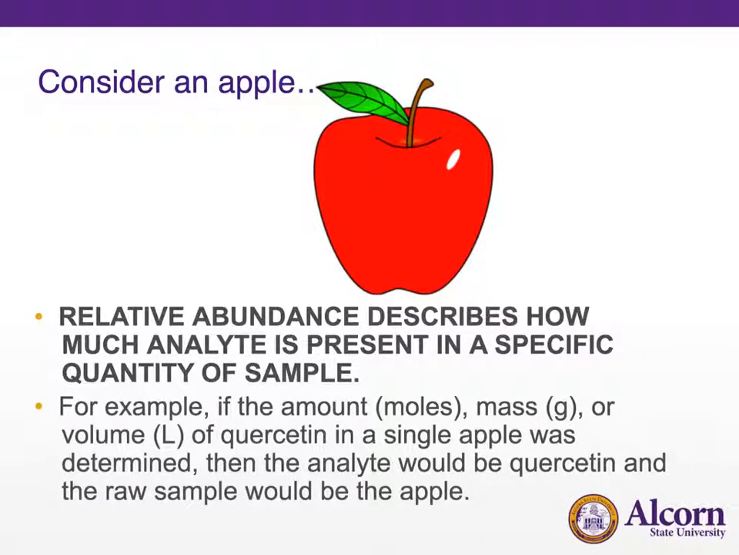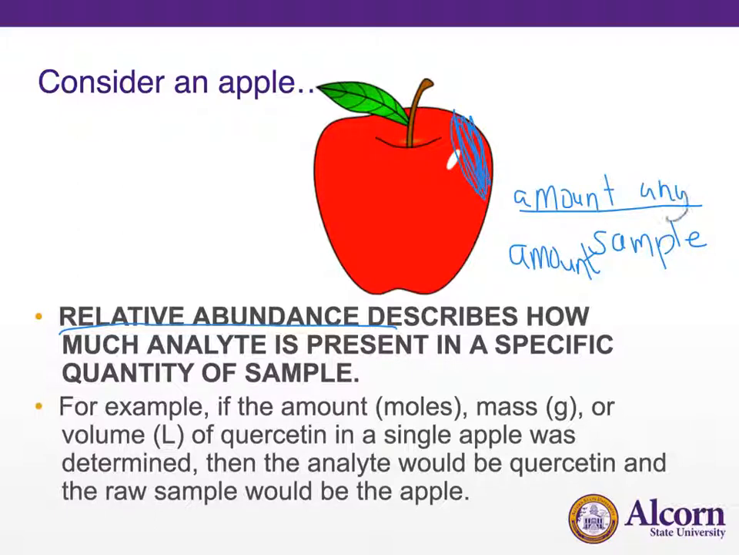Okay, so the relative abundance, which is the subject of this entire module, describes how much analyte is present in a specific quantity of sample, which is what I just said. So if we have this little chunk, the first thing we need to understand is how much of that chunk, what is the amount of sample? The amount of sample is just as important as the amount that we are trying to measure of the analyte. Okay, so amount of analyte in a certain amount of sample. So how much analyte do I have relative to the whole sample? That's why it's called relative abundance. How much analyte is present relative to the other components in the sample.